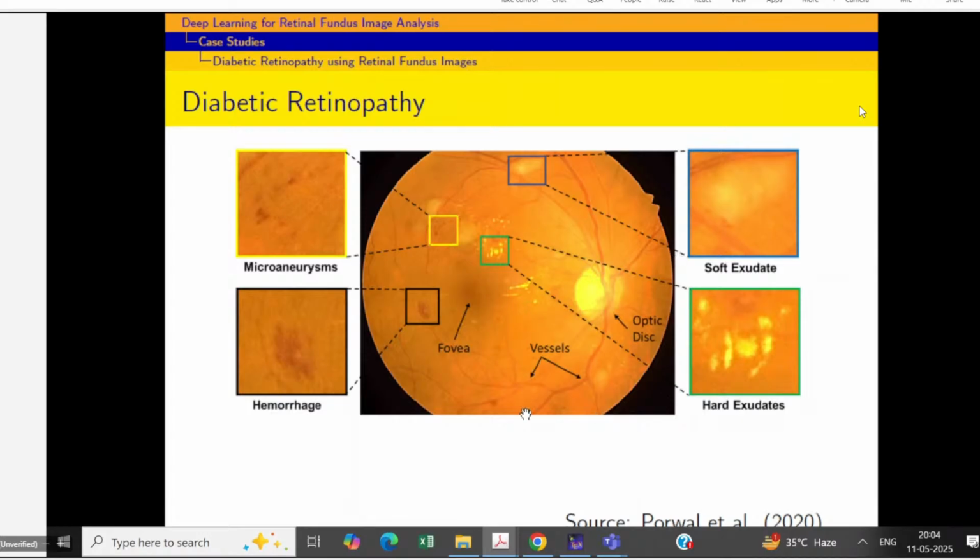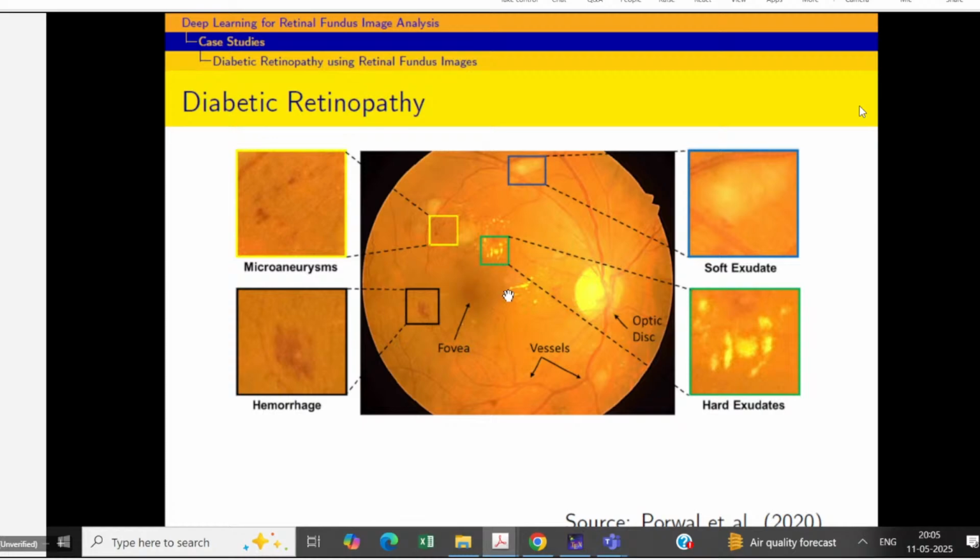Again, there are two problem statements. One is how to segment all those regions, a very, very difficult problem. And at the same time, how to grade the diabetic retinopathy. We can have different types of gradings: no diabetic retinopathy, proliferative diabetic retinopathy. So it can have five different grades like that. So that's the classification problem. We can have both classification problems as well as segmentation problems over here. For classification, you may use the classification models. For segmentation, you can go for the segmentation models.